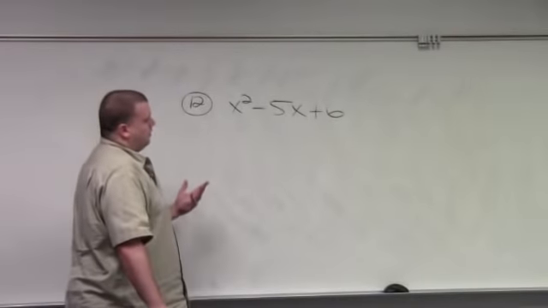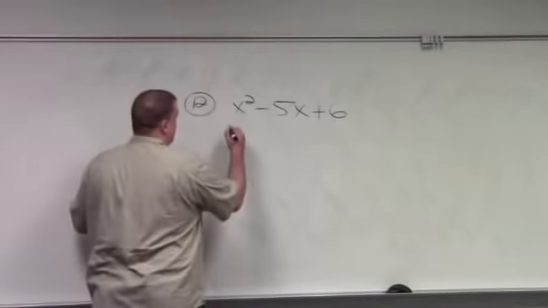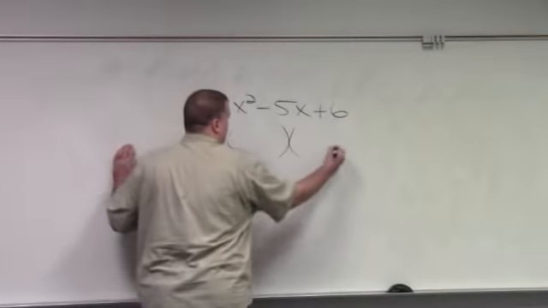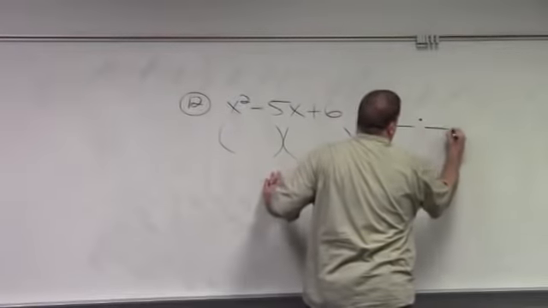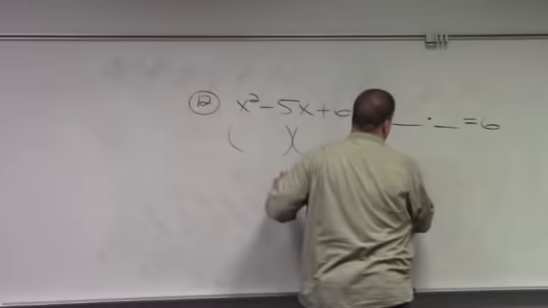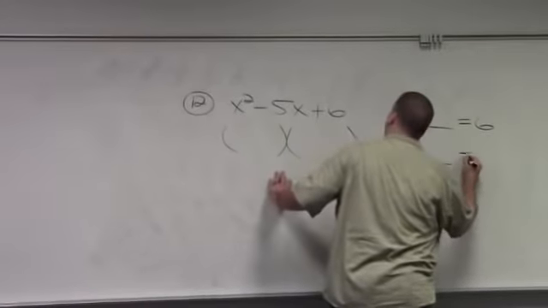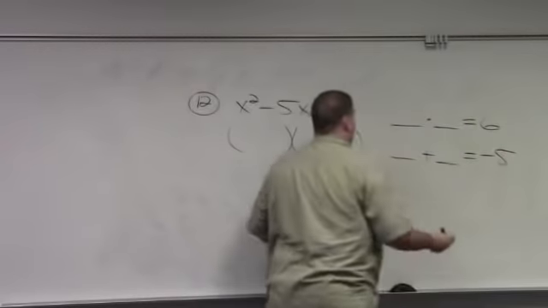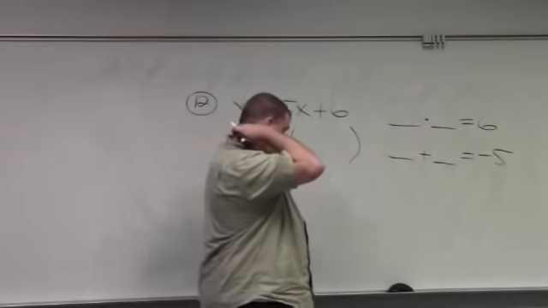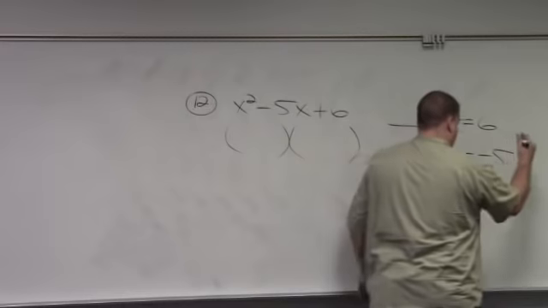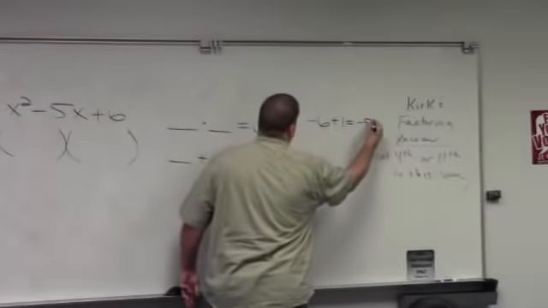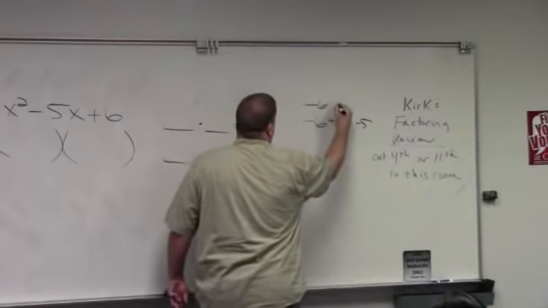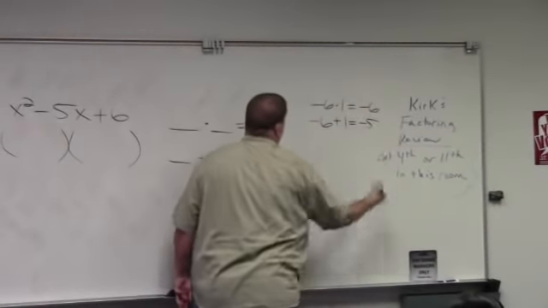So is our leading coefficient 1? Yes. So this is the one where we can go straight to our parentheses. We're looking for two numbers that multiply to give you 6 and add up to a negative 5. Somebody said negative 6 and 1? Negative 6 plus 1 adds up to a negative 5, but negative 6 times 1 is a negative 6.